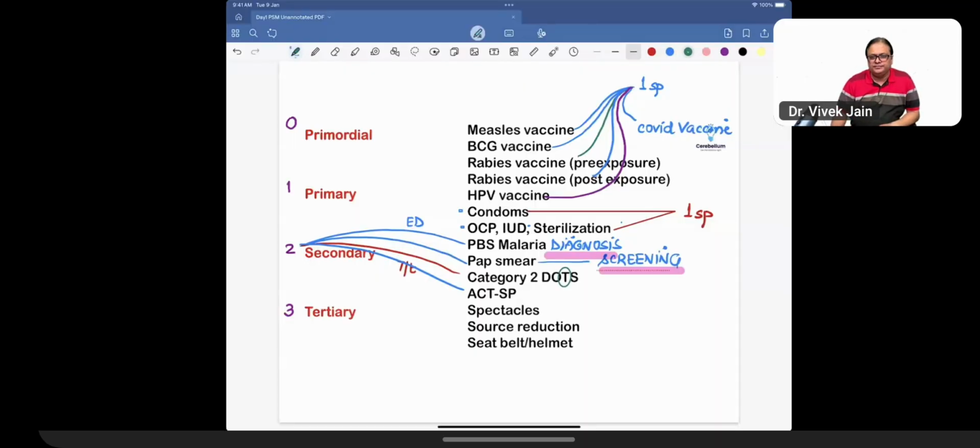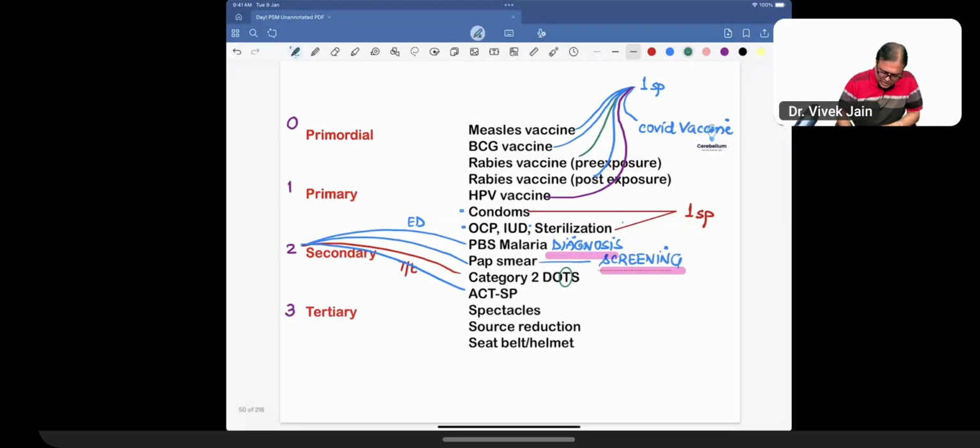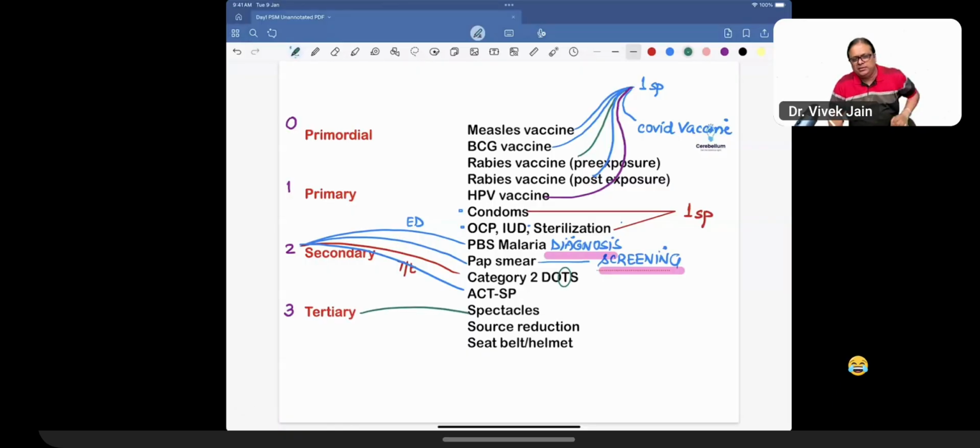Spectacles. Some are saying secondary, some are saying tertiary. Apply the definitions. Can spectacles treat your refractive error? No. So they can only help you in disability limitation, rehabilitation, or both. It is in both. So it prevents further disability. You are visually rehabilitated. See each and every alphabet carefully.